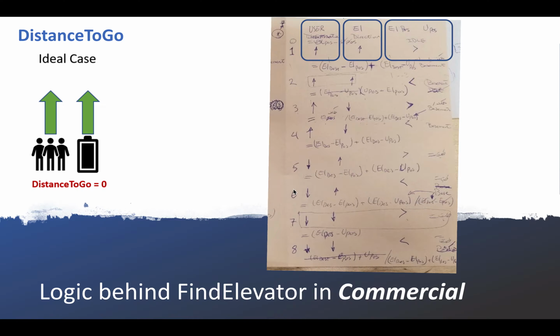And there are 8 other conditions depending on the user direction, elevator direction, and the relative position of the elevator and the user. Fortunately, we need only 2 formulas.